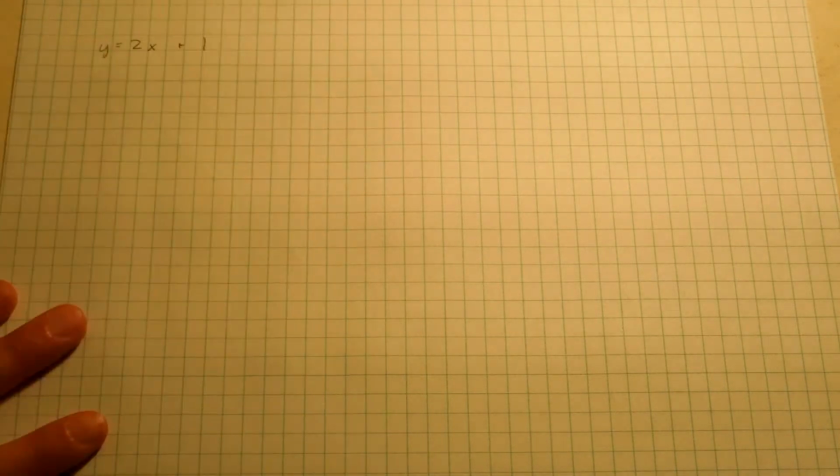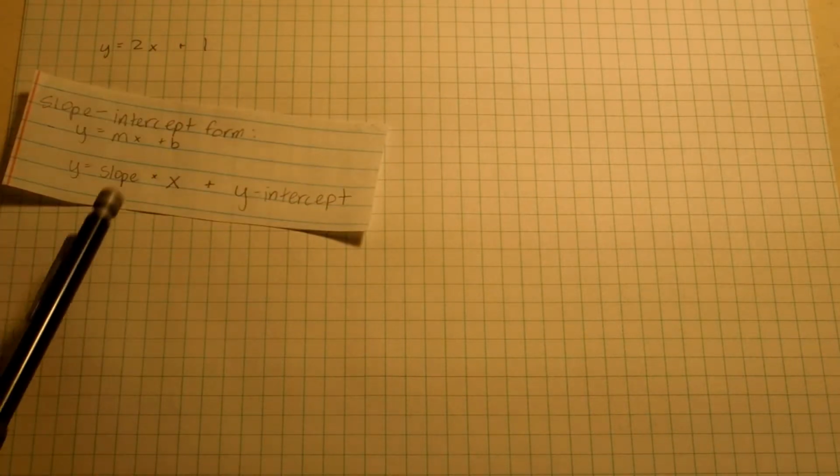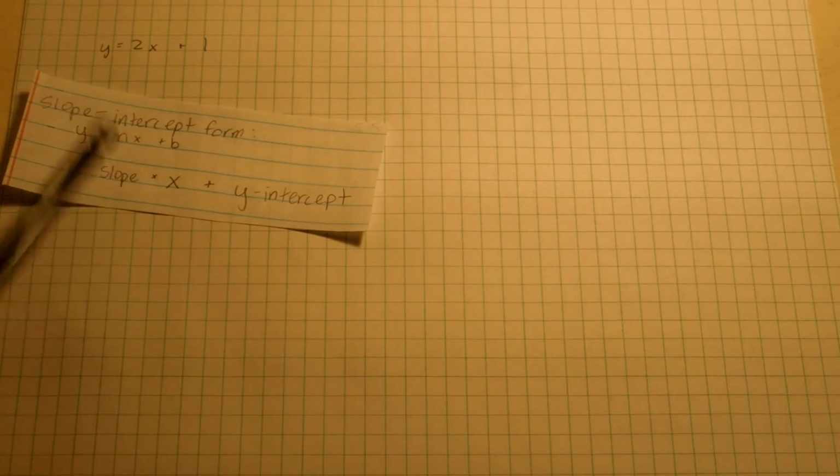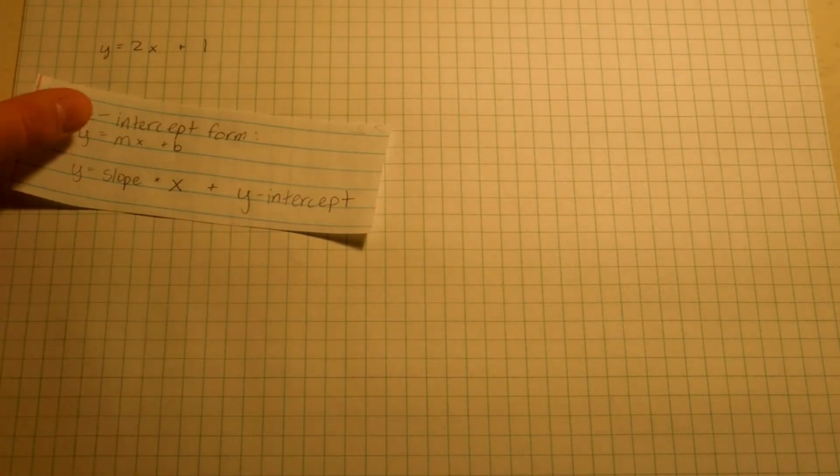Let's try graphing a harder equation. y equals 2 times x plus 1. Remember, y equals mx plus b. The m represents the slope, and the b represents the y-intercept.